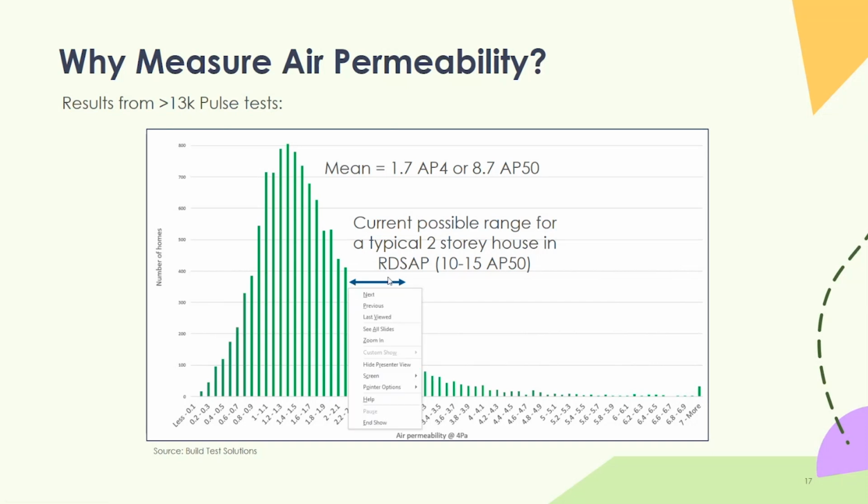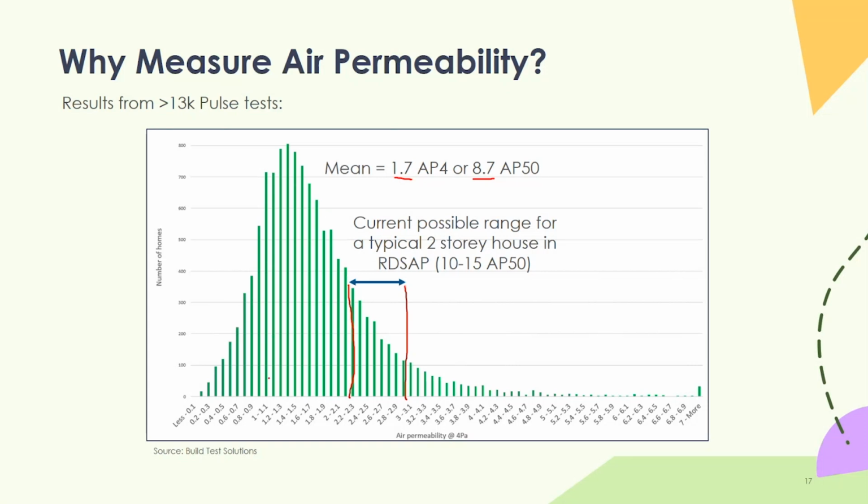So yeah, in this sort of range. And yet from these 13,000 tests, all of which are on existing homes, the mean air permeability is closer to 8.7 at 50 pascals or 1.7 at 4 pascals. So again, our models are quite conservative, assuming the situation to be worse than it often is. So more often than not, if you turn up and measure the air tightness of a home, it will be more airtight than you might have expected.